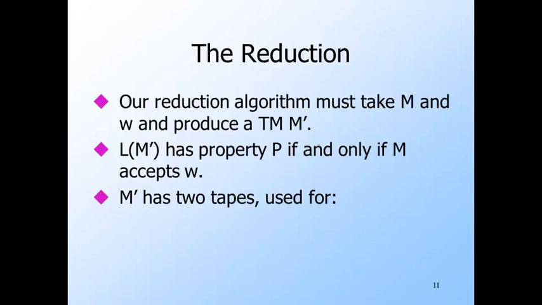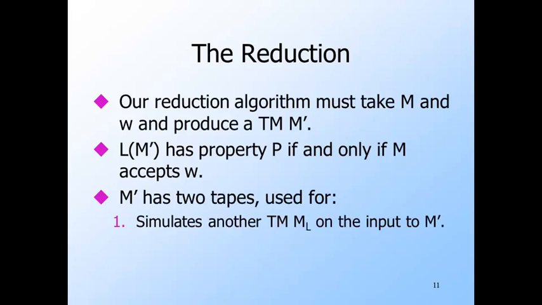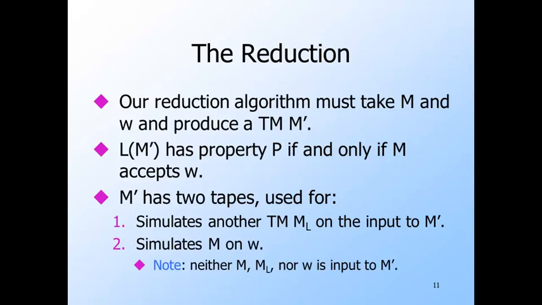We'll design M prime to be a two-tape machine. On the first tape, M prime simulates another particular Turing machine which we'll call M sub L on its own input, say X. On the second tape, M prime simulates M on W. It is important to understand that M prime has only its own input X, which the transducer does not deal with. The transducer knows about M sub L. It is built into the design of the transducer.